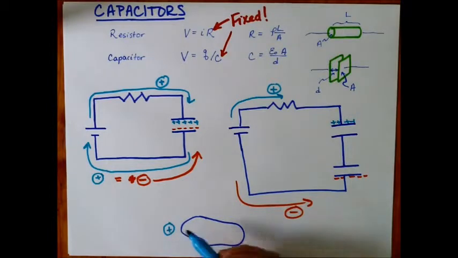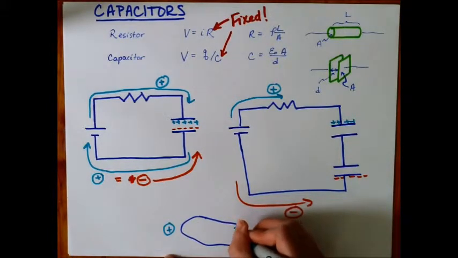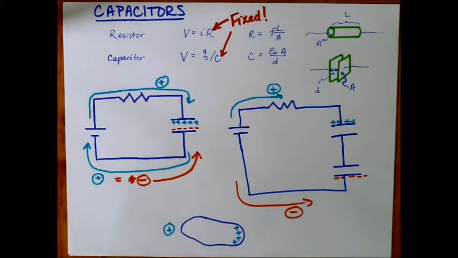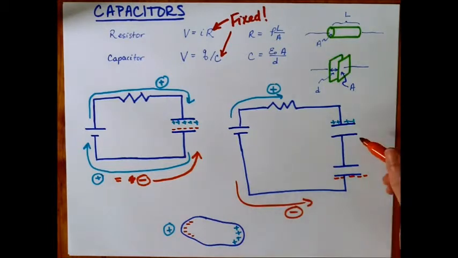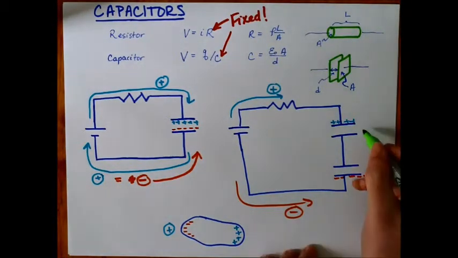So all the positive charges will pile up over there, and that means we'll end up with negative charges on this side. And that's exactly what's going to happen to this piece of metal right here.